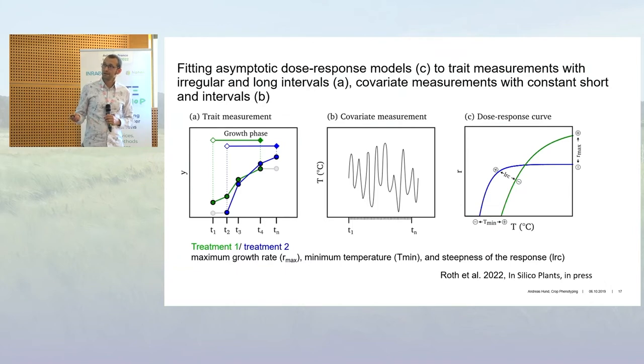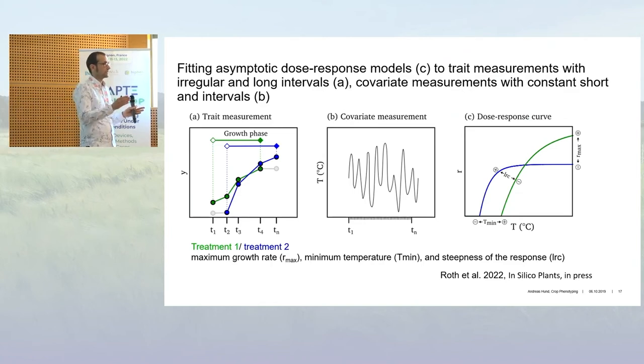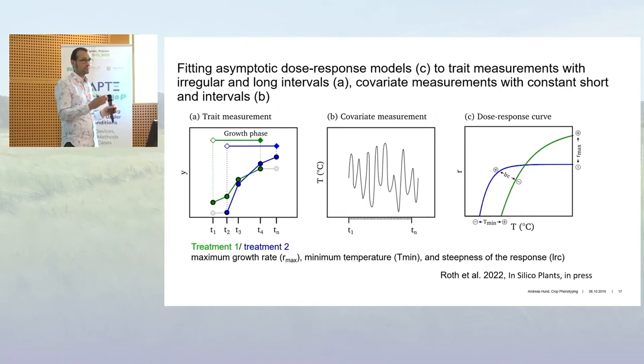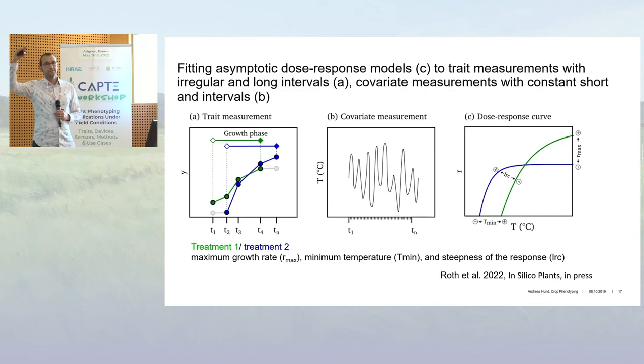And what Lucas Roth was then doing, he was actually using dense data of the covariate, that means of temperature here, to combine that with a maximum likelihood approximation. And by doing that, we were fitting not a linear model, because we were thinking that during stem elongation the plants not only see temperatures which are in the range where there is a linear response to temperature, but they are already in the phase where there is an optimum temperature reached.